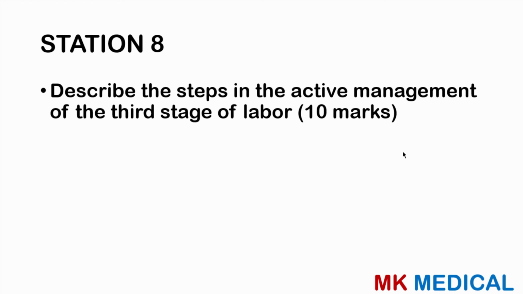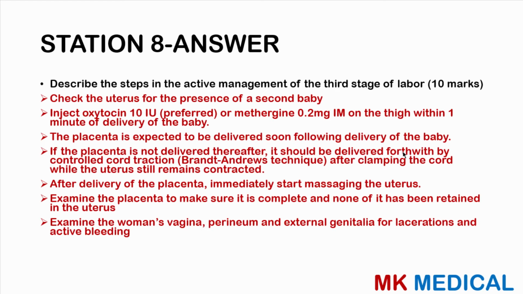And here comes the answer. So obviously you want to check for the presence of a second baby in the uterus. And then if there's no baby in the uterus, you inject oxytocin 10 international units preferably, or you could use methadone 0.2 milligrams IM on the thigh. Avoid methadone in hypertensive patients, and then this should be done within a minute of delivery of the baby. So the placenta is expected to be delivered soon after delivery of the baby.